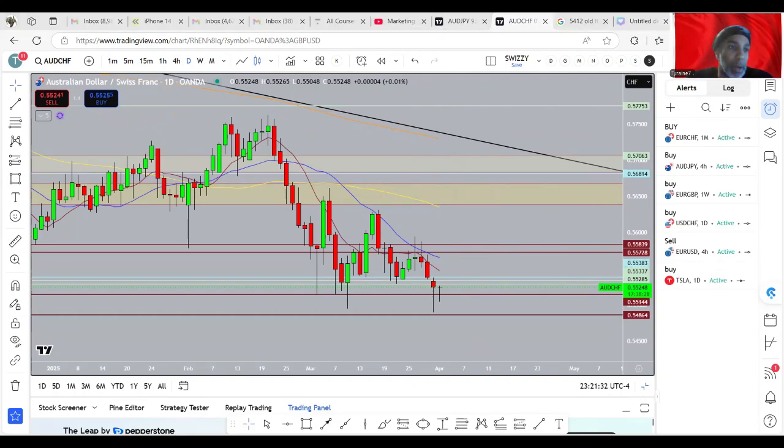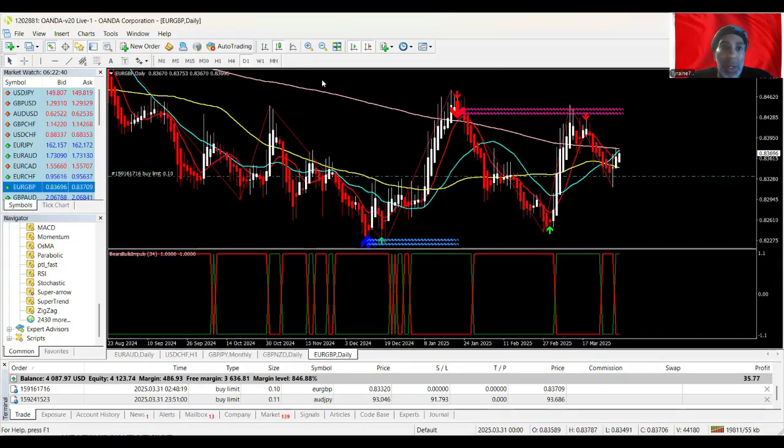There is another pair, Euro Great British Pound, on the monthly. It looks like we are about to go. I do have a buy limit already set for this. Let's go to the weekly. Looks like it's going down some, but it's a strong buy. So this is another one.